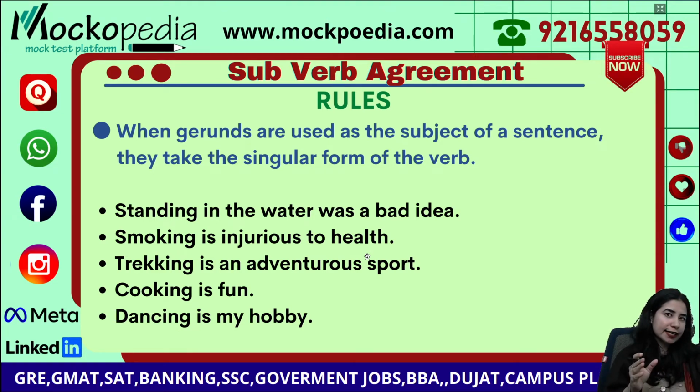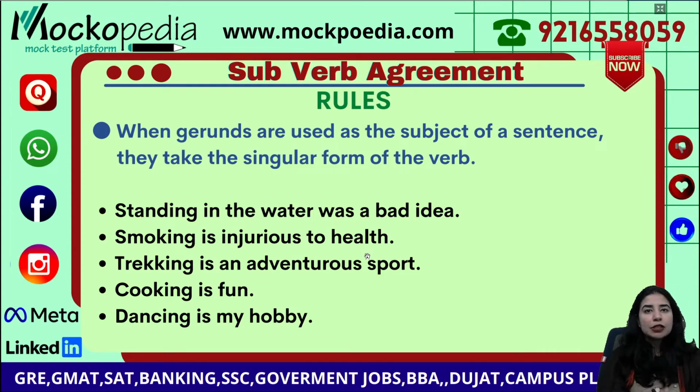I will change the sentence. I will make the sentence like this: Teaching is my profession. So what is my profession? Teaching. Now what is the verb? Is. So the subject is teaching. So teaching in the previous example was the verb, but in this case it is the subject. Precisely, this is the gerund.